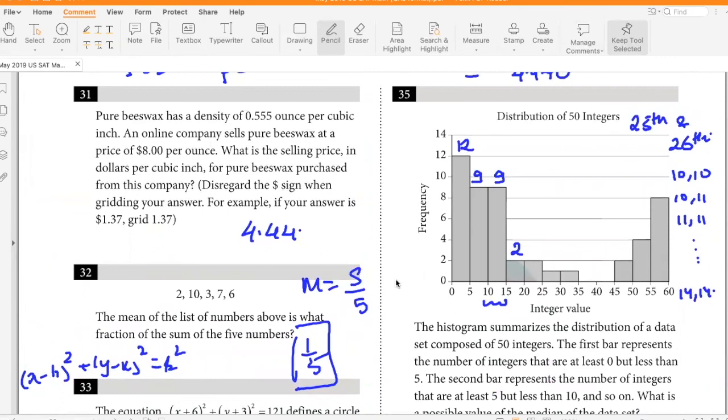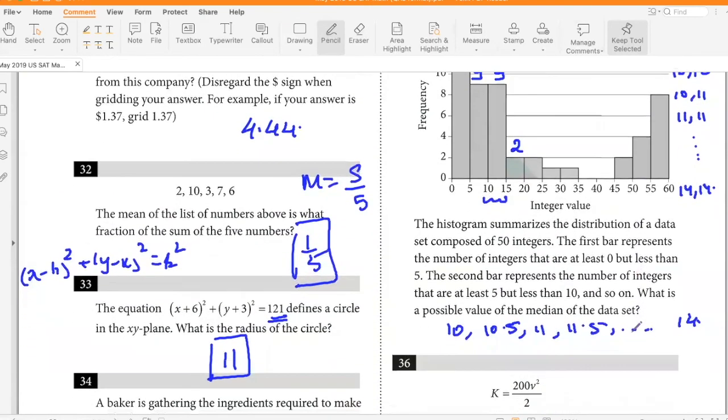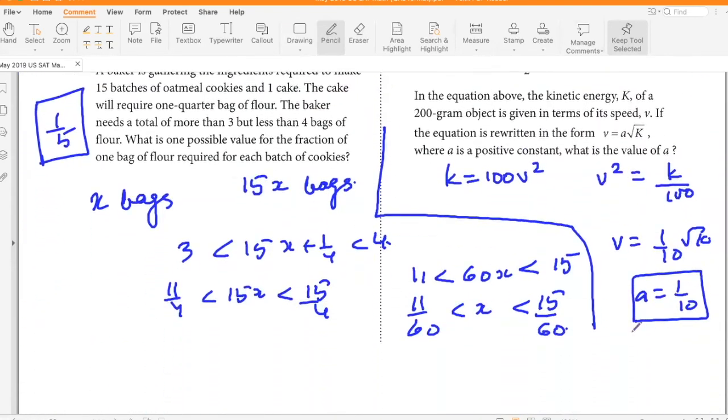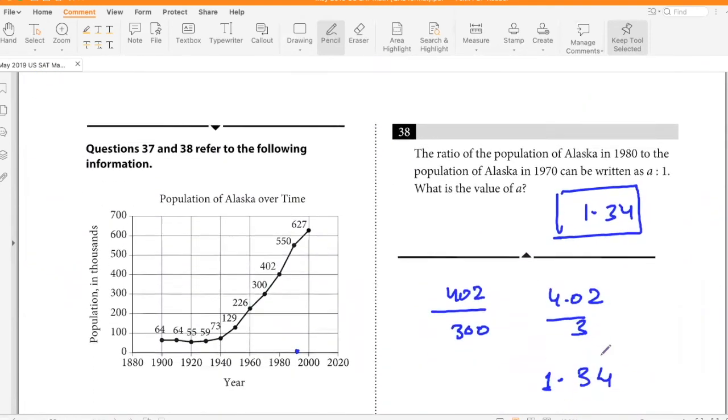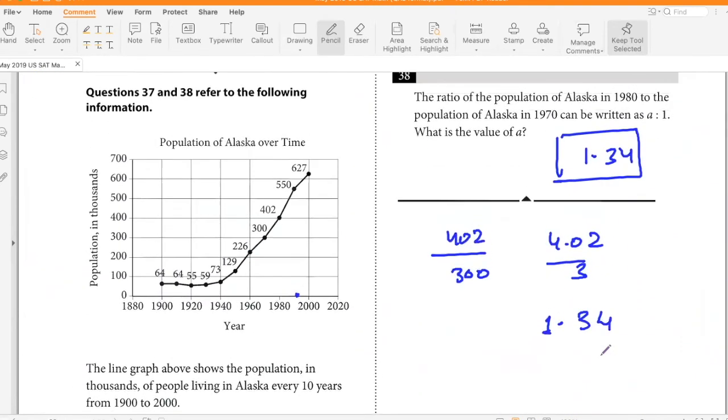35. 10, 10.5, 11, up to 14. So that's fine. 36. 1 by 10, 550, 1.34. Okay, great. So we got all correct.